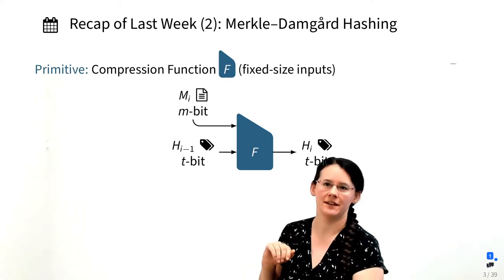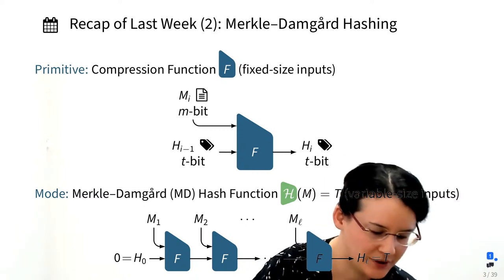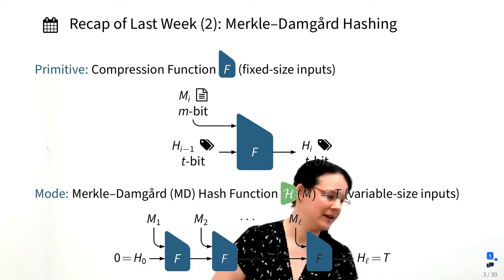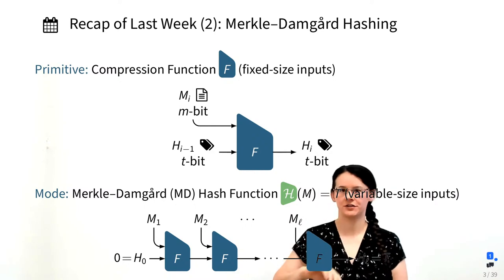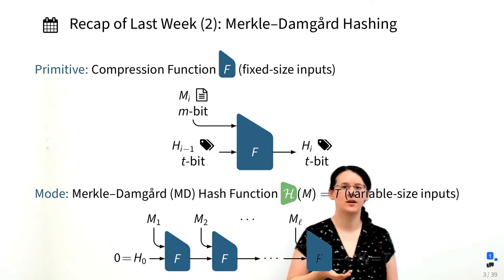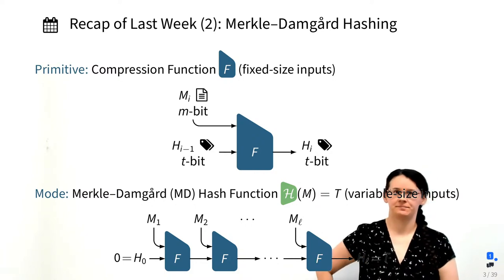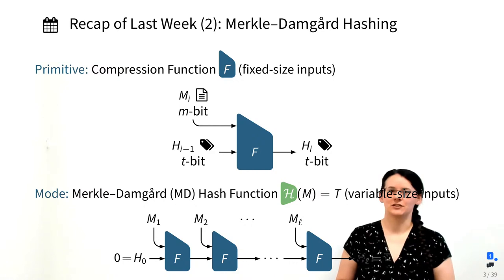Then we put these schemes into a mode of operation. Specifically, last week we had the Merkle-Damgård mode of operation for compression functions, which extends them into a hash function that works for inputs of arbitrary length.